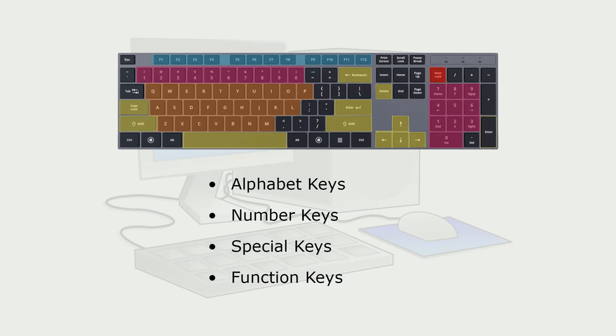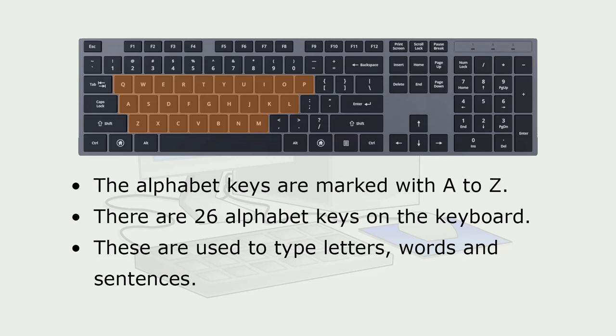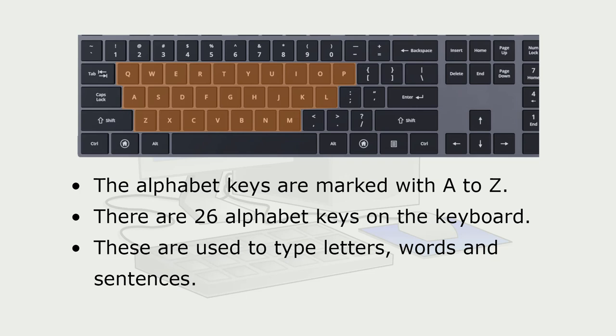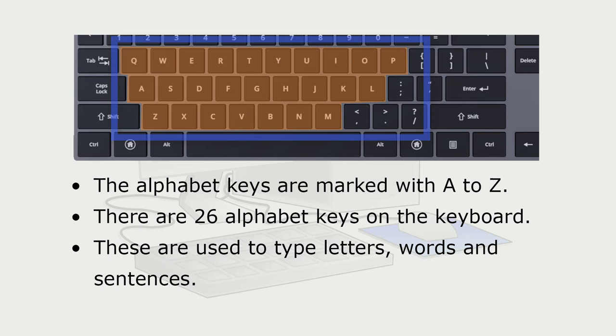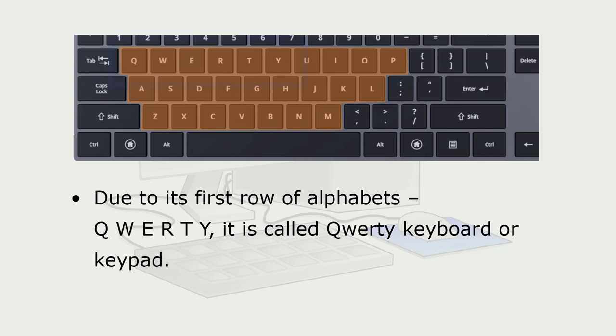The different types of keys are alphabet keys, number keys, special keys, function keys. Alphabet keys. The alphabet keys are marked with A to Z. There are 26 alphabet keys on a keyboard. These are used to type letters, words, and sentences. Due to its first row of alphabets, Q, W, E, R, T, Y, it is called QWERTY keyboard or keypad.